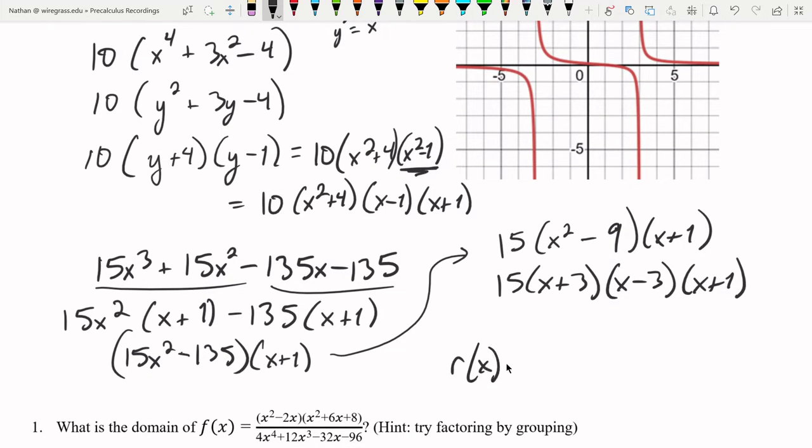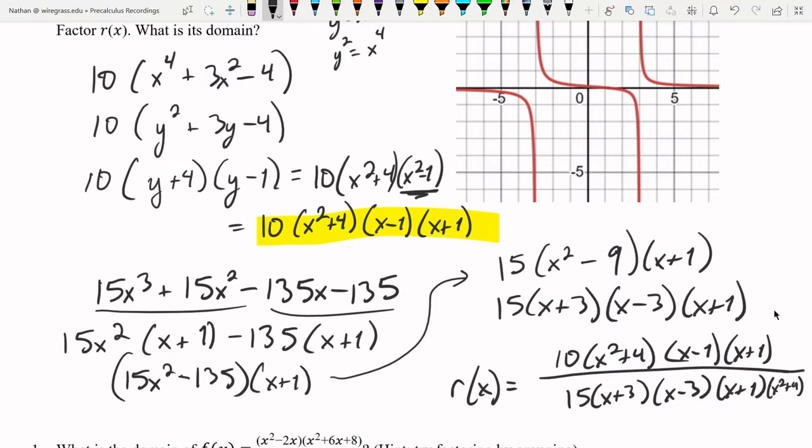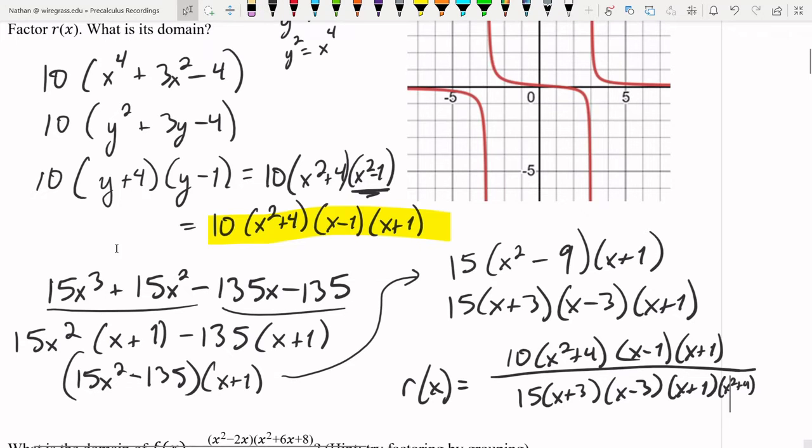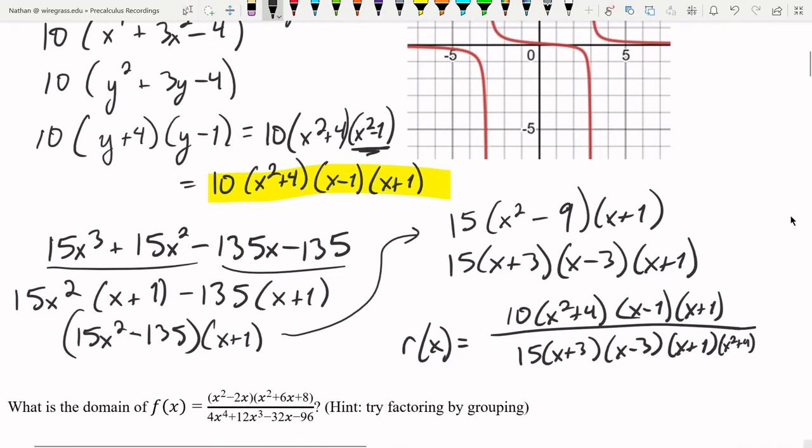So r of x equals this. This is what we get for our rational function. Now, there are things that we can cancel, but before we cancel anything, we must ask when the denominator is equal to 0, because those are the issues in the domain. It equals 0 when x is -3 from this portion, 3 from that one, and -1. Of course, the x squared plus 4 is only 0 when x is, I think, 2i and -2i, but those can never happen on the real plane.